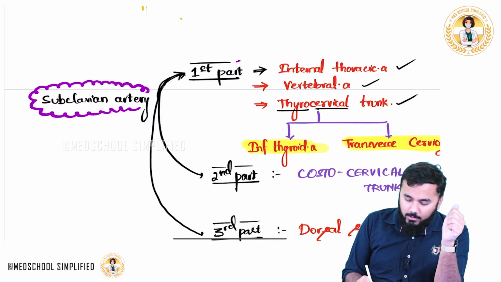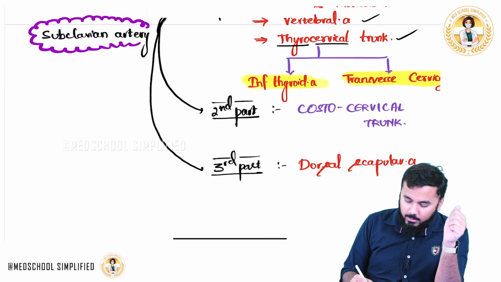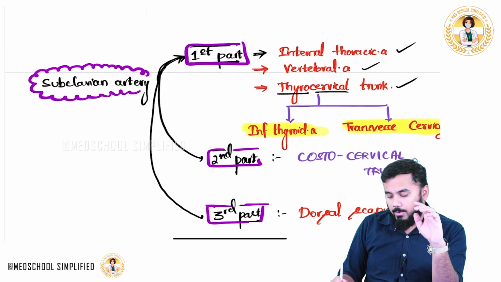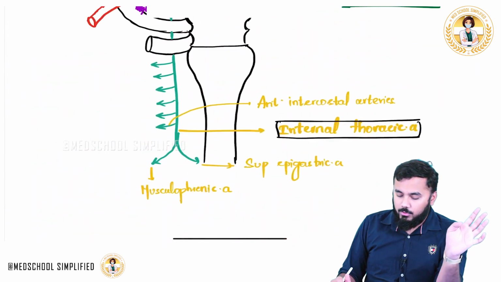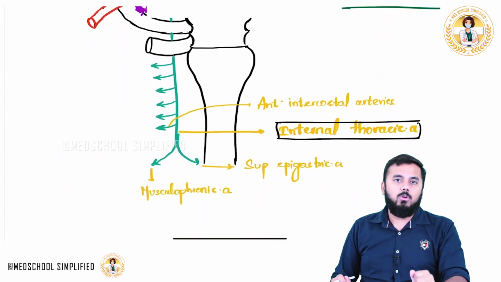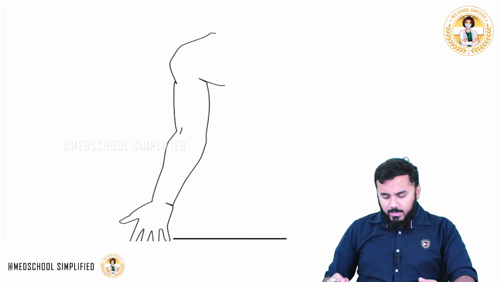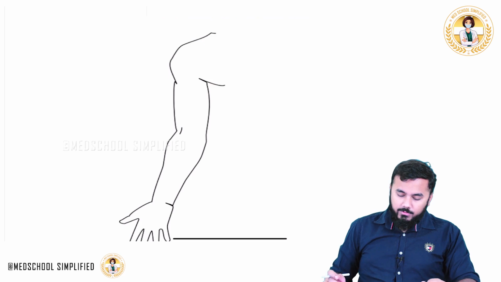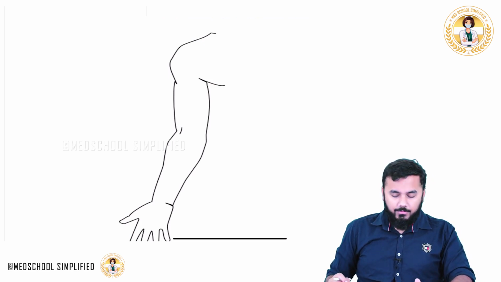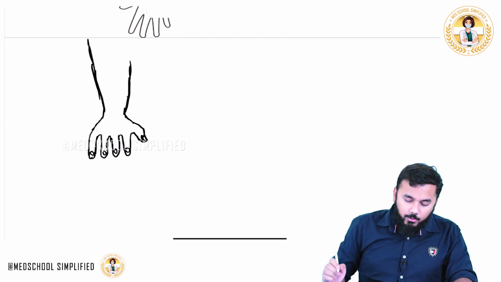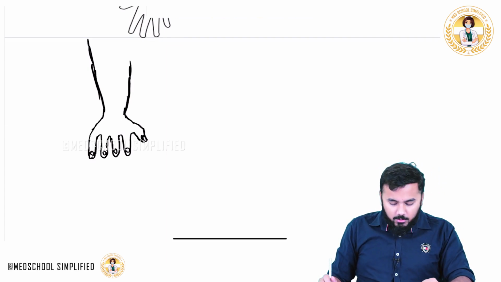So we have the branches from the first part, the branches from the second part, as well as the branches from the third part. If you remember this, then most of your MCQs in the exam will be solved, guys. Now we shall be discussing mainly the veins of your upper limb. When I discuss the veins of your upper limb, there are a few important things you need to know. What are those few important things?